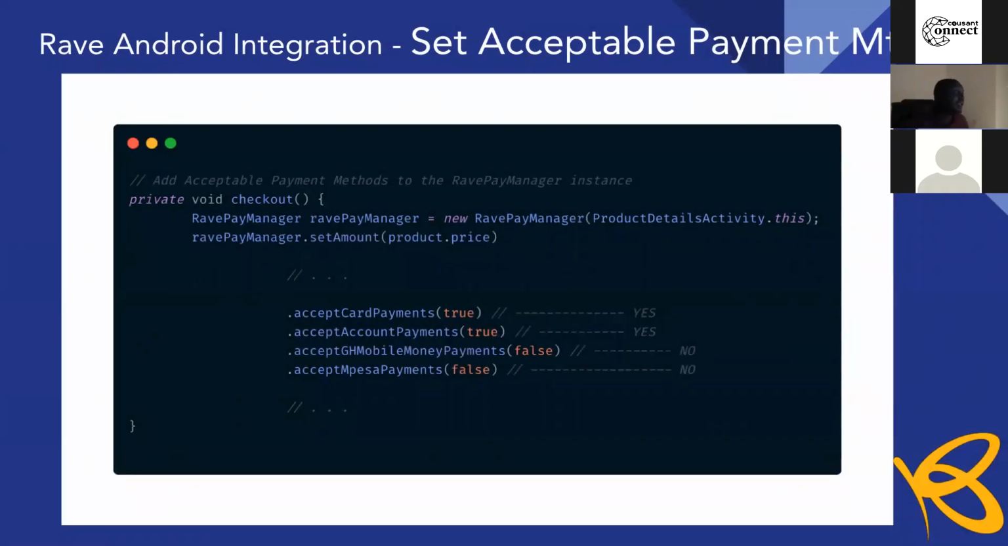Then you specify the payment method that you want to collect. There are quite a number of payment methods. There's card, there's account payments, there's Ghana mobile money payments, there's M-Pesa payments. There's also Uganda mobile money payments, and this week we'll be adding a pay with bank transfer to the SDK.